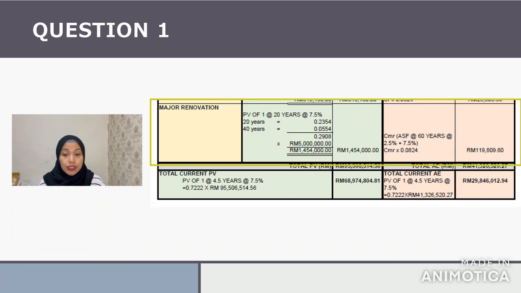Next item is major renovation. For major renovation, we are using PV of 1 every 20 years at 7.5%. The total value from the valuation table is 0.2908 from the 20th year and 40th year, times 5 million, and the final answer will be 1,454,000. In the annual equivalent method, it will be times by ASF plus I with a new total, which is 119,809 ringgit and 60 cents.